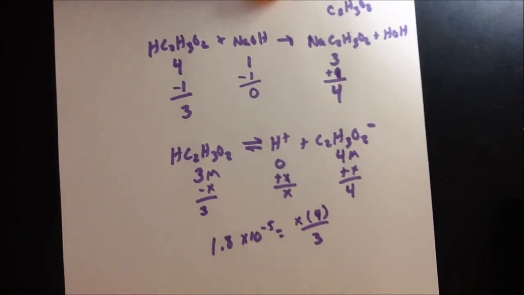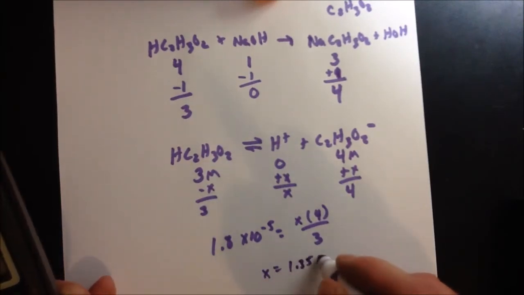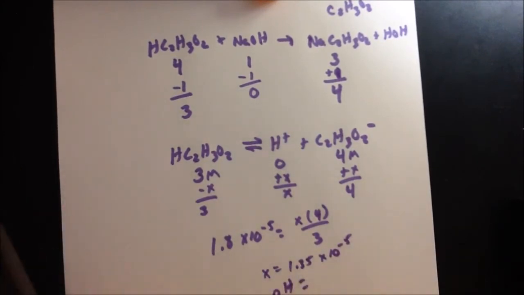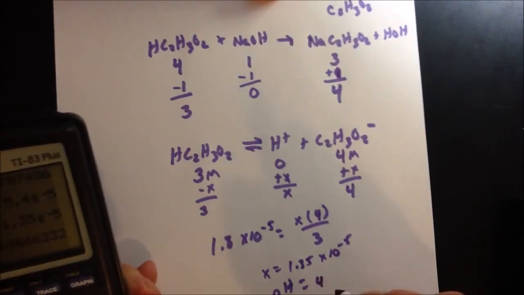1.8 times 10 to the negative 5th times 3, and then divide by the 4, and I get that X equals 1.35 times 10 to the negative 5th, and the pH equals negative log of that, which is 4.87.